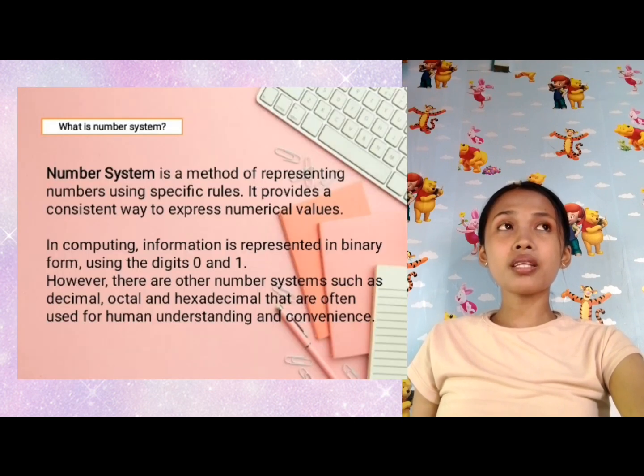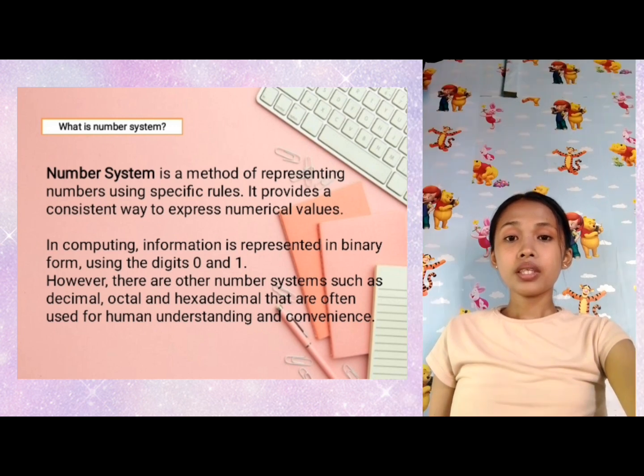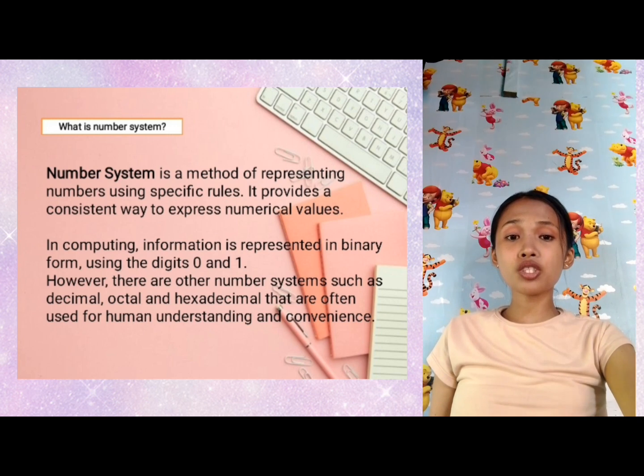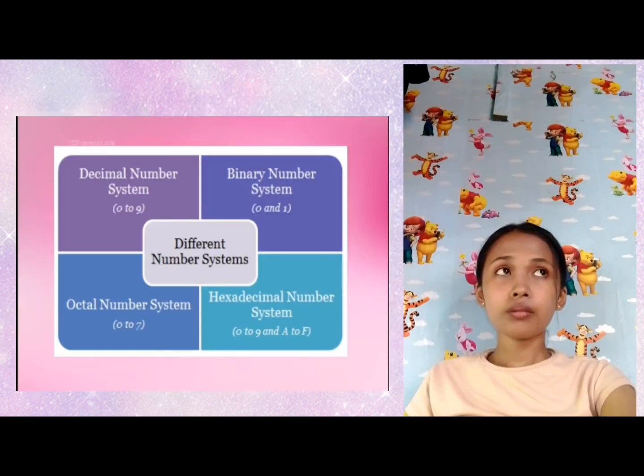A number system is a method of representing numbers using specific rules. It provides a consistent way to express numerical values. In computing, information is represented in binary form using digits 0 and 1. However, there are other number systems such as decimal, octal, and hexadecimal that are often used for human understanding and convenience. Here are the most common number systems.